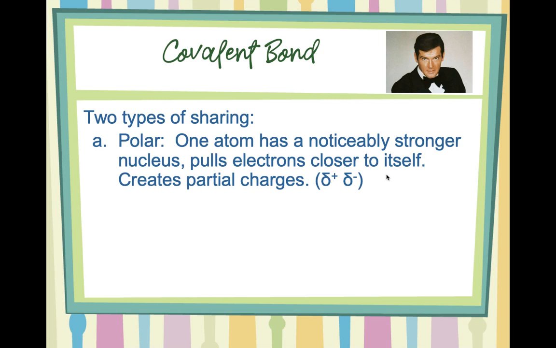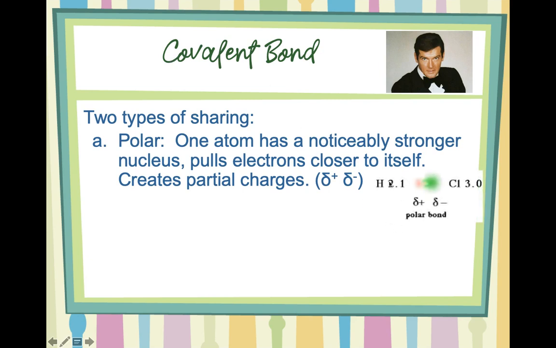Two teams are holding the same rope. One team is a lot stronger, so it pulls the rope, and the other team is losing, but doesn't completely lose, right? It doesn't lose the game, it's just getting pulled towards the other side. That creates what we call partial charges, and they're denoted by the Greek letters, lowercase delta, delta positive and delta negative. We don't put full positives and full negatives because those are for ions. So this is how we tell the difference between an ion versus a polar covalent bond, these partial charges.